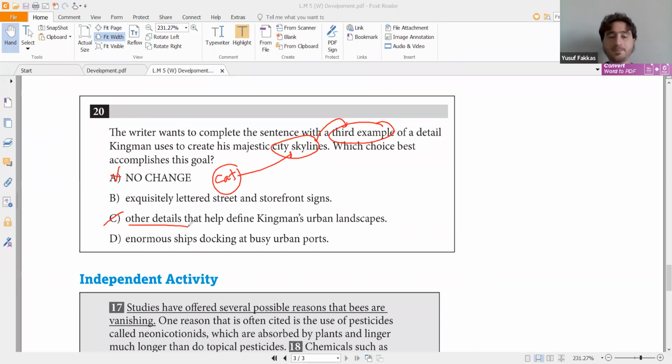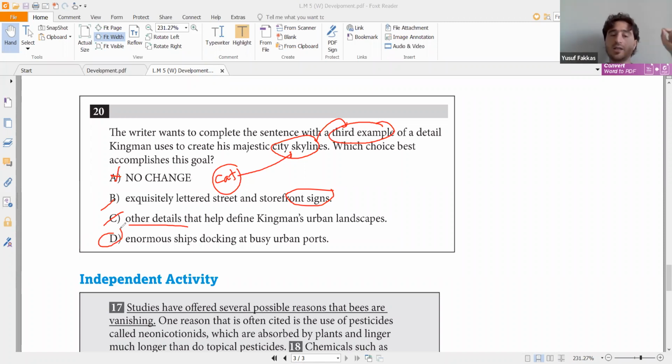Okay, now B, exquisitely lettered street and storefront signs. The key word in this whole thing is what? Signs. The signs in front of the stores, right? Does that appear in the city skyline? Does that have the same size as skyscrapers and bridges? Not really. So the answer is D. Enormous ships docking at busy urban ports. Okay, so the answer is D.